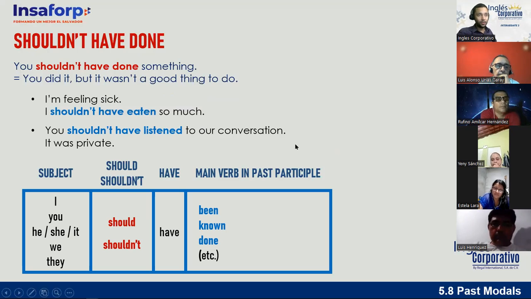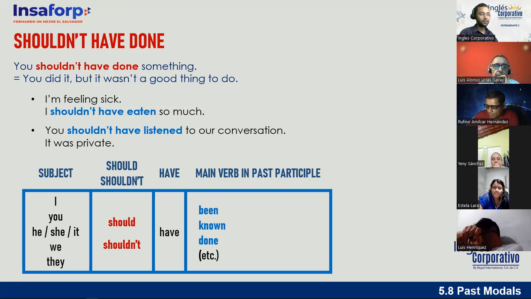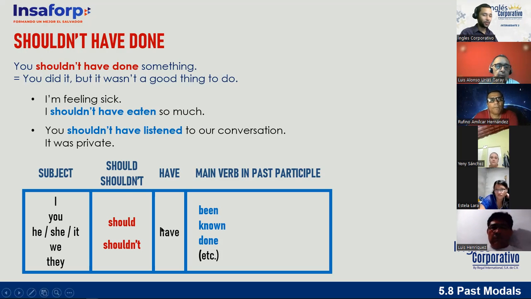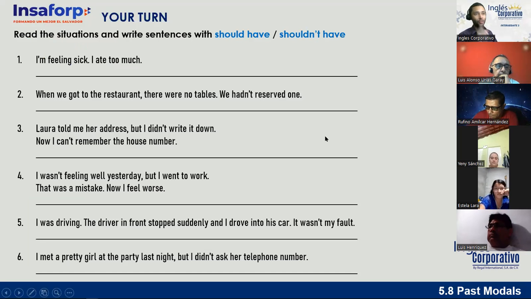Before we proceed to the exercises, do you have any questions on the use of this structure? No questions? Okay. No questions. Great. So if that's the case, we're going to work in small groups, groups of three, for the next activity. What are we going to do? This is your turn. Read the situations and write sentences with should have or shouldn't have. Let's do the first one together as an example.